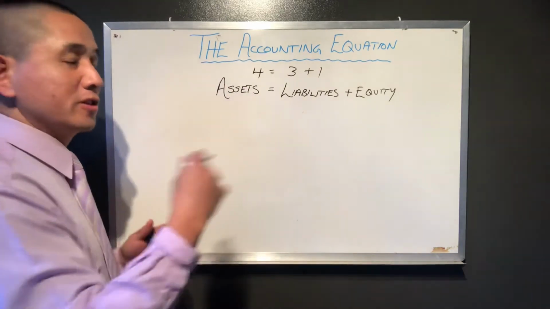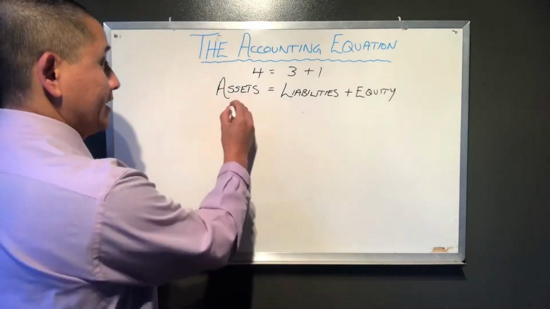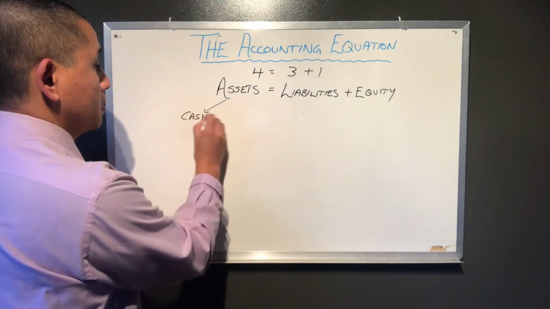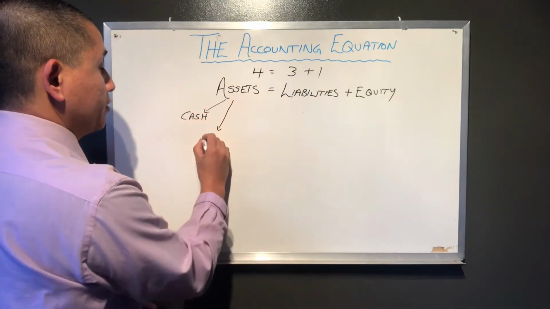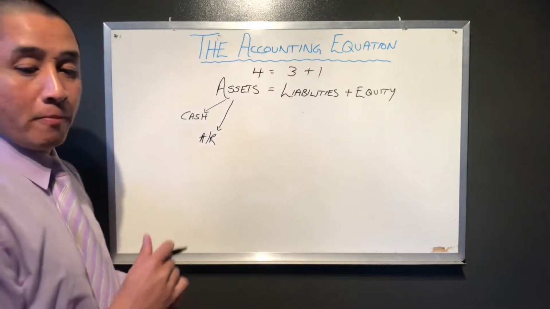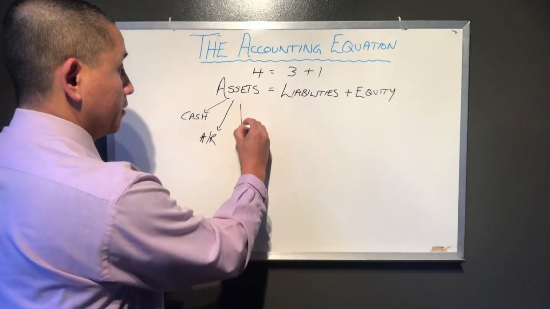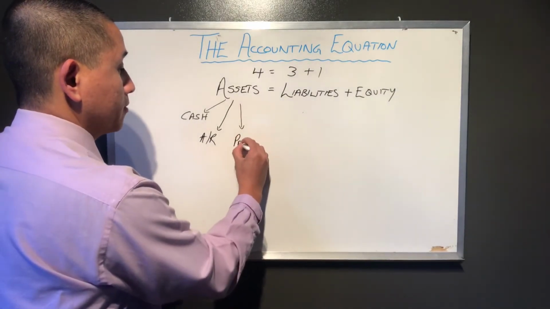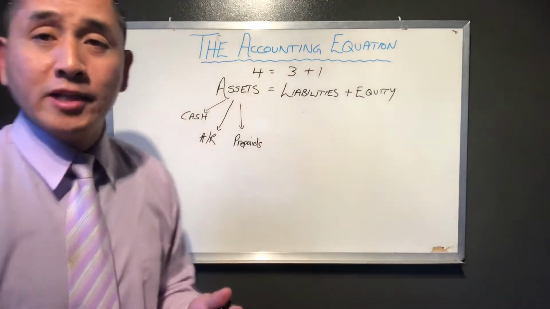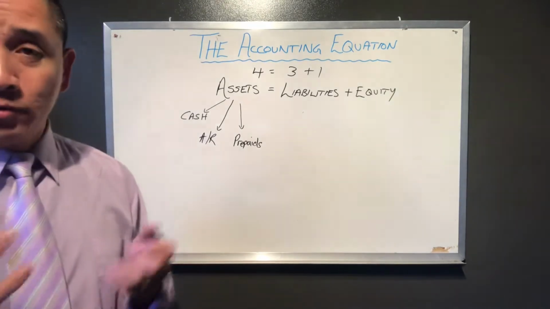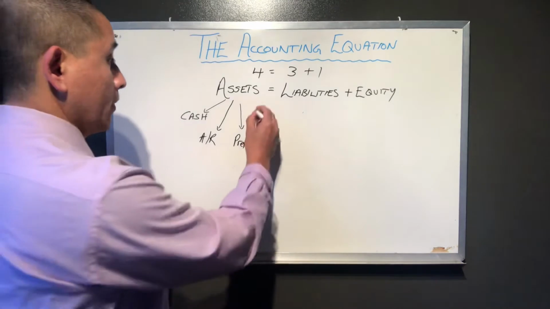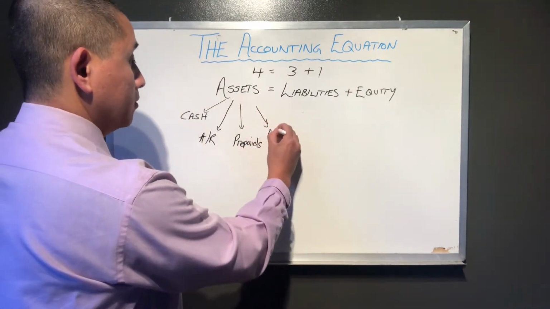Examples of just a brief overview of assets are such things as cash, accounts receivable, which oftentimes we call AR just for short. Other things are prepaids. For example, prepaid supplies, prepaid insurance, and we'll go through the accounting of that in its own tutorial. Other things is notes receivable.